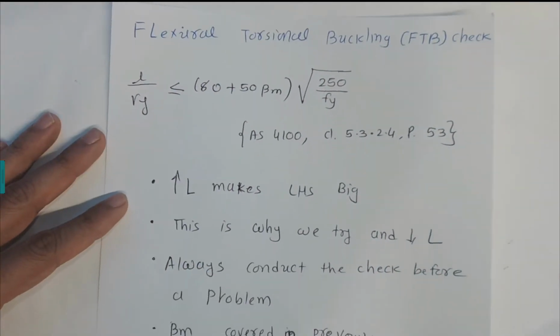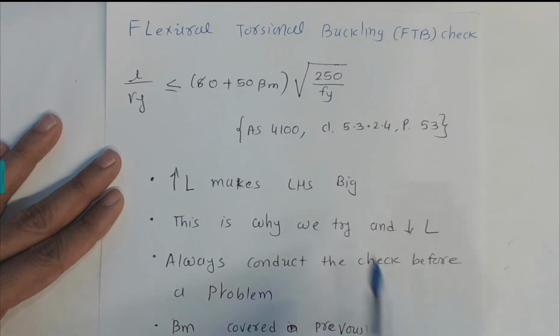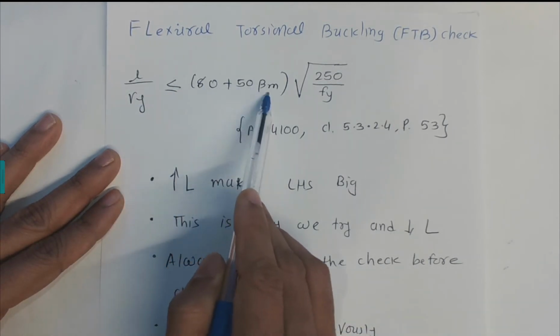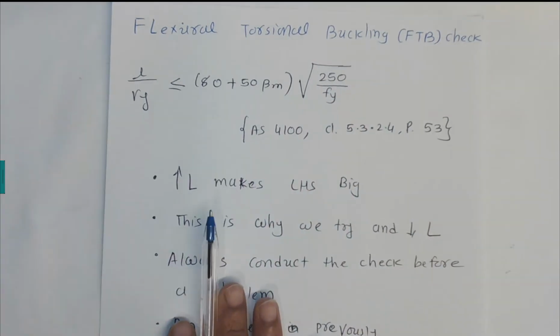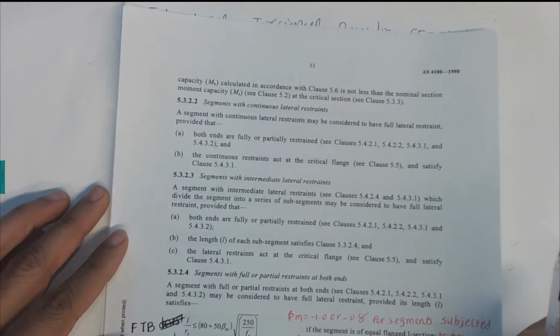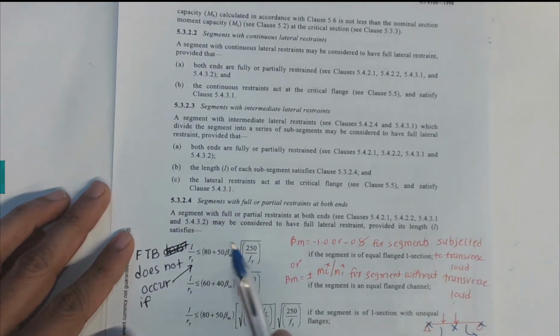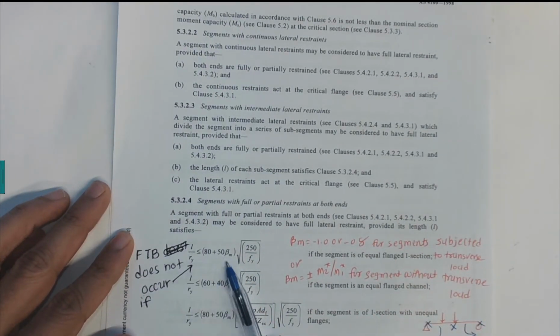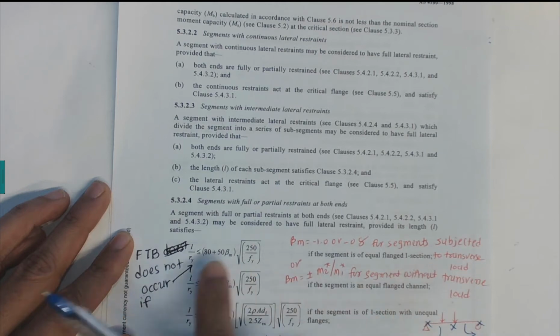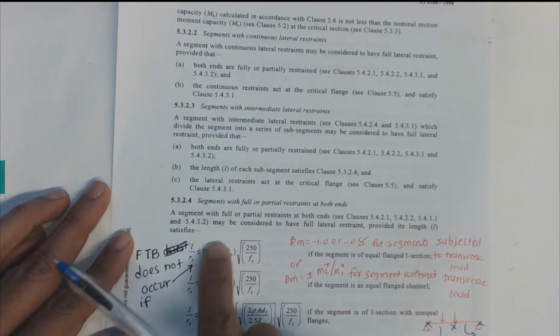Now, how do we know whether the flexure torsional buckling is going to occur or not? We have an equation: L over Ry less than or equal to 80 plus 50 beta m, times 250 over Fy. Where is it coming from? That is coming from AS 4100 on page number 53. We have L over Ry less than or equal to 80 plus 50 beta m times 250 over Fy. That is if the segment is an equal flange I section. So if you have I beams, we need to use this equation to do the FTB check.